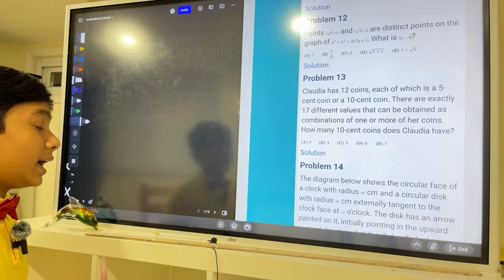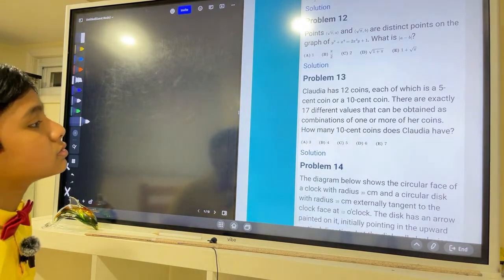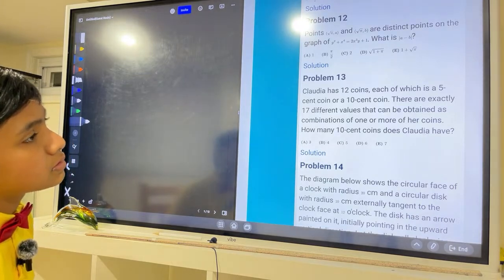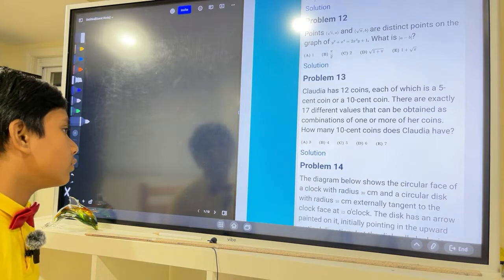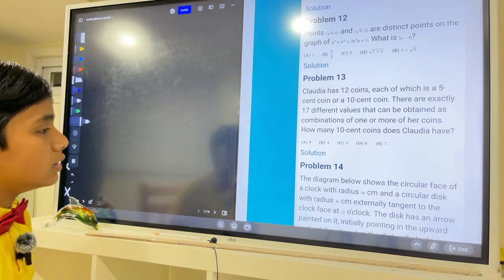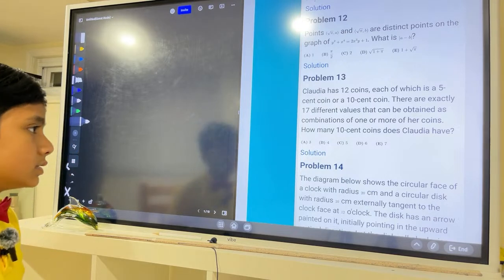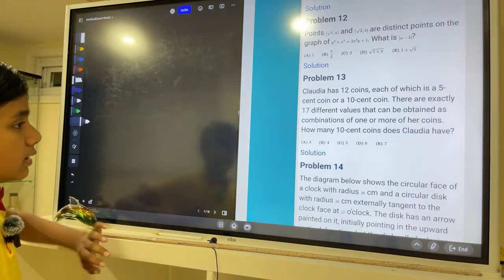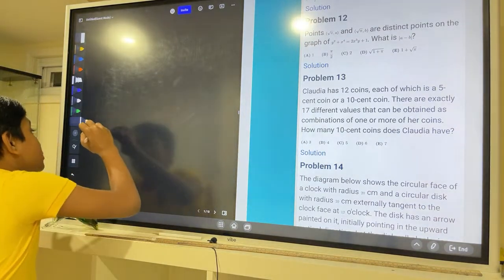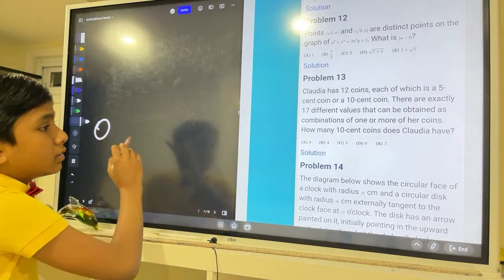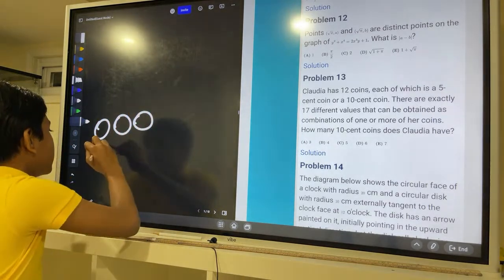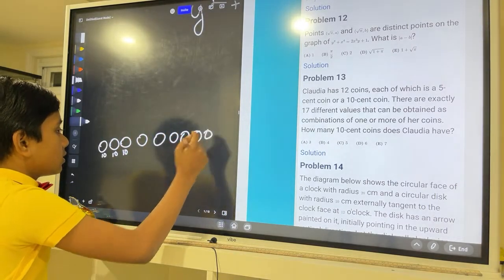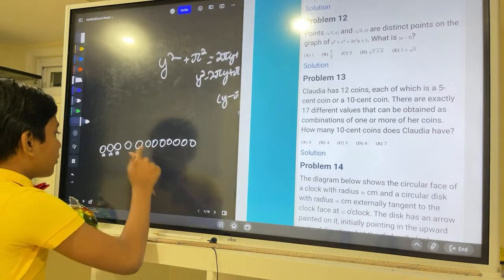Let's see. Exactly 17 different values. How do we know how many different values can be formed? So each of which is a 5-cent coin or a 10-cent. Okay, let's do it by process of elimination. Let's say first that she has 3 10-cent coins. 1, 2, 3 10-cents. That means that the rest of her coins, 9 coins to be exact, are 5 cents.